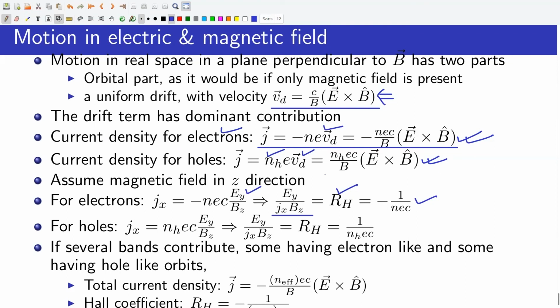Similarly, by equating the x component from both sides of this equation, we get Jx equal to nh times e times c times Ey by Bz for holes, which implies that the Hall coefficient for holes is given by RH equal to 1 by nhec. Thus, Hall coefficient for electron and hole have opposite sign.